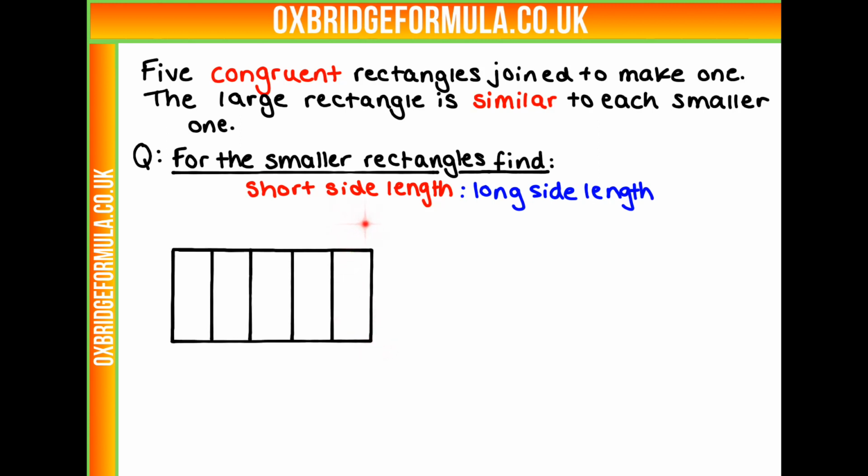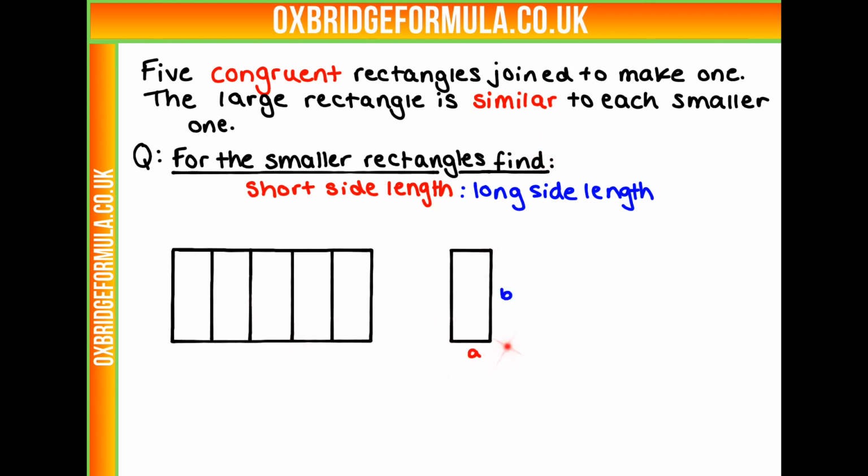And so for the smaller rectangles, we have to find what is the ratio of the short side length to the long side length. So here's our big, large rectangle, and here is just the smaller ones. We've got 5 of these fit together to make this larger one there. How are we going to find this ratio? We need to find some way of connecting these two shapes. And we know they're similar to each other. So we need to find the ratio between their sides, basically.